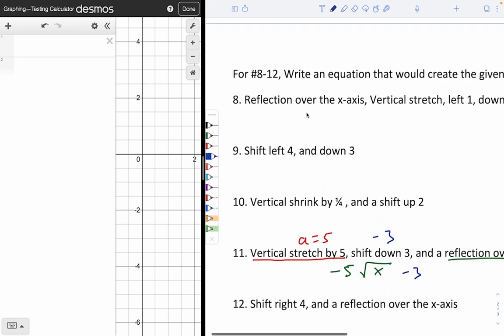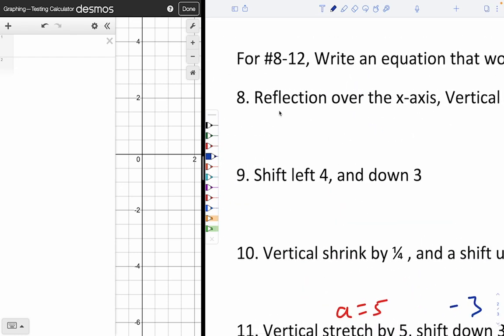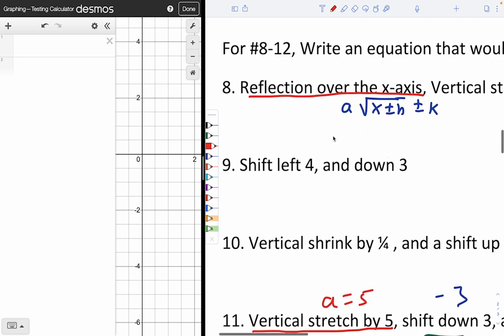Number 8. If you need to write down the formula, you can: a square root x plus or minus h plus or minus k. All right, let's go through each one. Reflection over the x-axis. What part of the equation would make that happen? What about the a? Okay, so it'll be a negative a value.